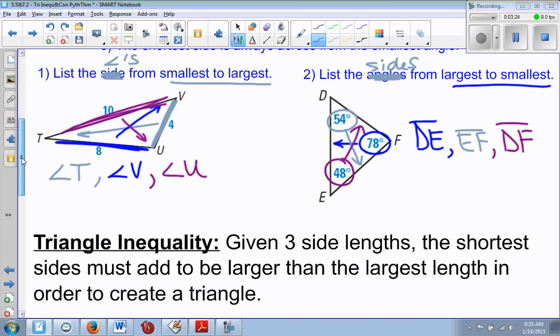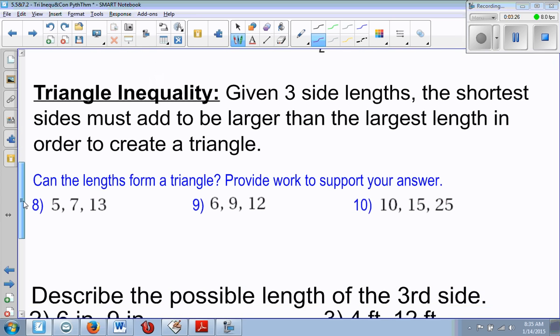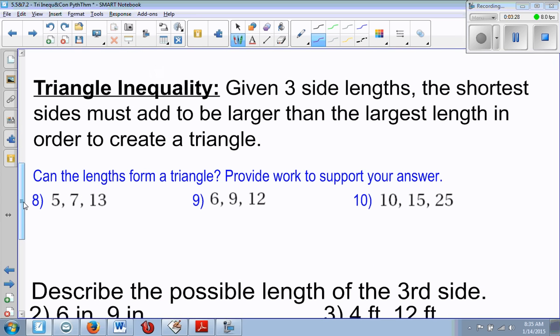And that's true in any triangle. That's why when you look at a right triangle, the hypotenuse is always the longest side. Because in any right triangle, the 90-degree angle is going to be the largest angle. So if that's the largest angle, that makes the side across from it the longest side. That's why the hypotenuse is always the c when we do the Pythagorean theorem.